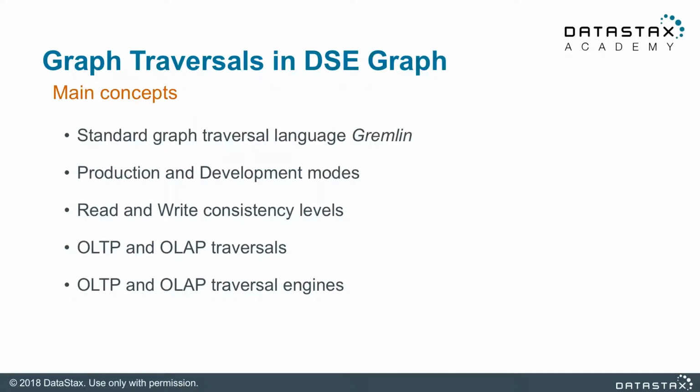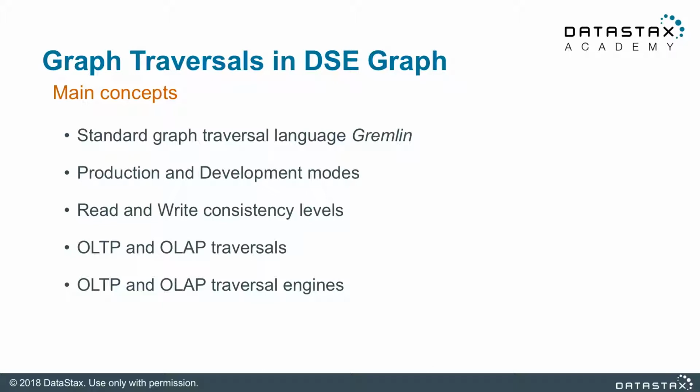Let's talk about how we can traverse graph data in DataStax Enterprise Graph. We begin with some important preliminaries. In DataStax Enterprise Graph, graph traversals are expressed in Gremlin, which is a standard graph traversal language defined in Apache Tinkerpop. We cover Gremlin extensively in this course.